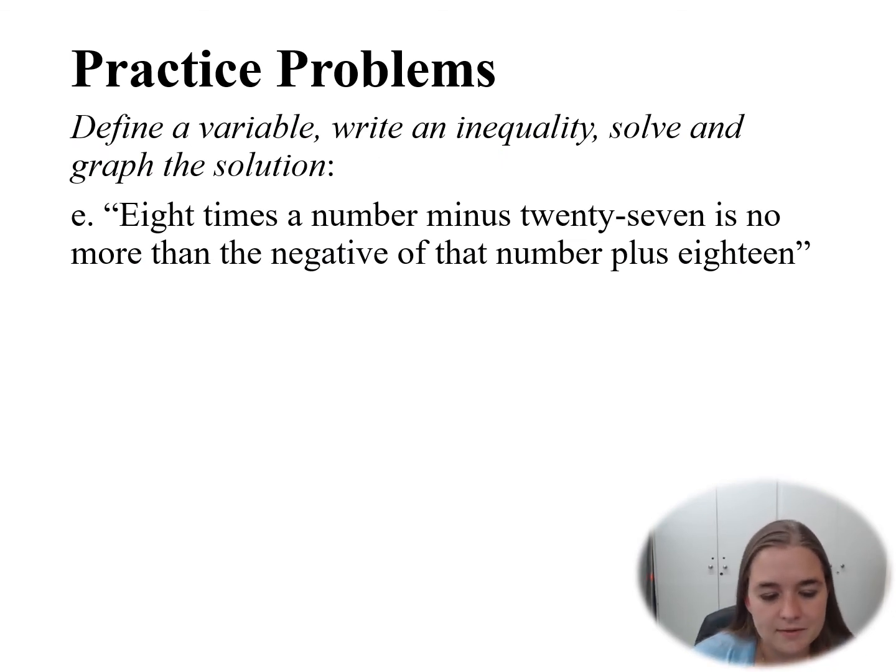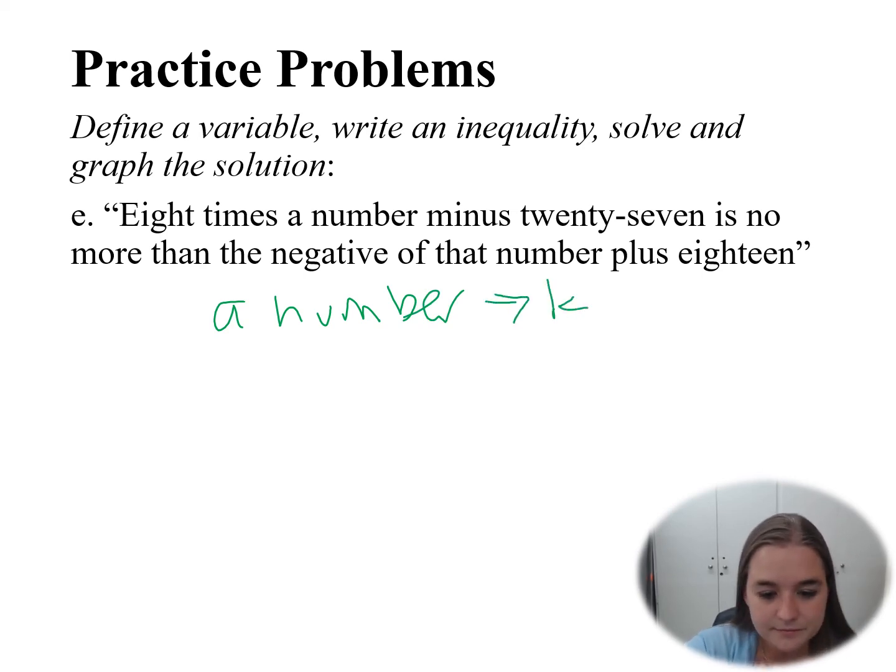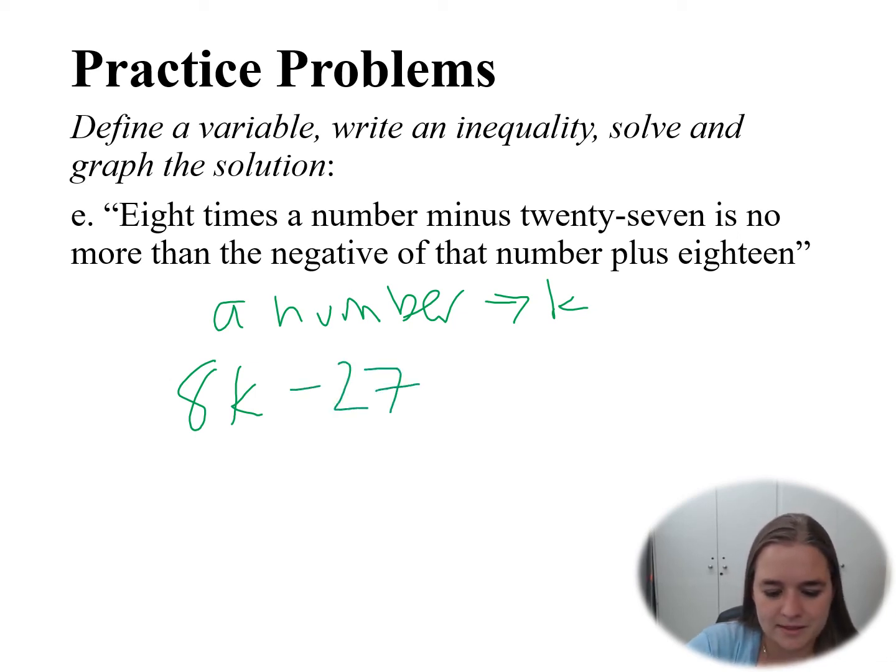Last practice problem for today. I'm going to define the variable, write the inequality, and solve and graph the solution. Well, in this case, I have a number, so let's use k as our variable today. 8 times a number minus 27 is no more than the negative of that number plus 18. So I've got to write an inequality here. 8 times a number, that's 8k, minus 27 is no more than, so this is going to be my symbol in between.